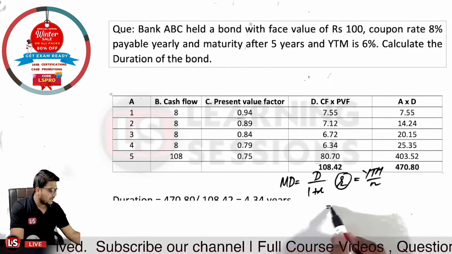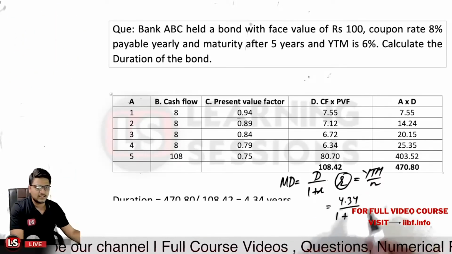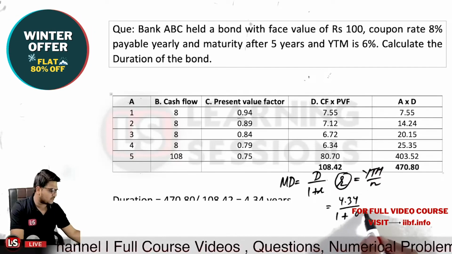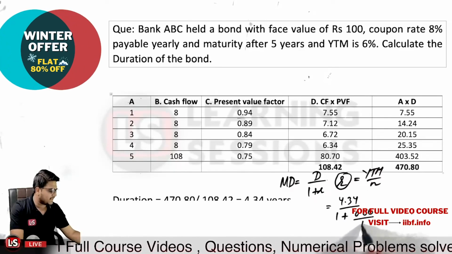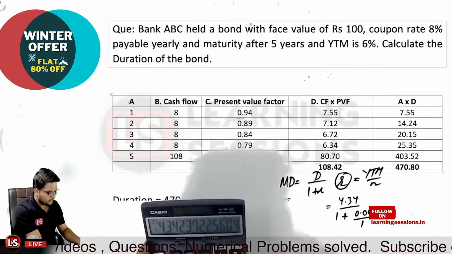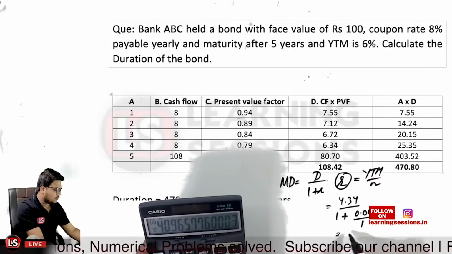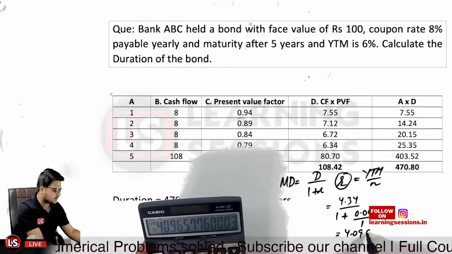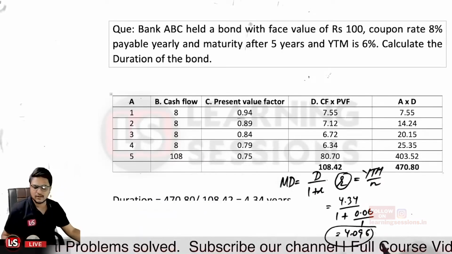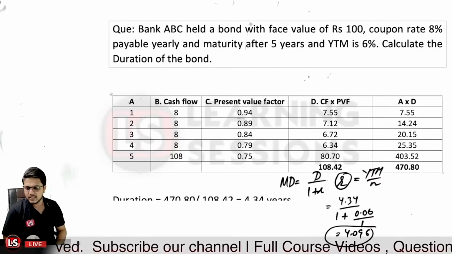So it will be equal to 4.34 divided by 1 plus R. That is, YTM is given to be 6%, so it will be 0.06 divided by N, that is equal to 1. That is how we can calculate it. So it will be equal to 4.34 divided by 1.06, and that is the modified duration. That is equal to 4.096. It is the modified duration that you calculated over here. Is that clear?